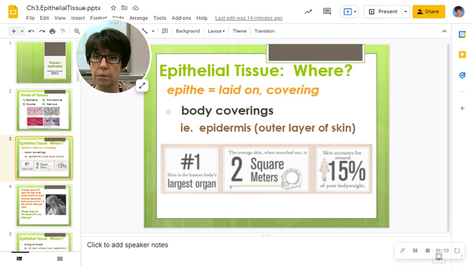If you were to take it off and spread it out flat, it would take up about 2 square meters. And it accounts for about 15% of your body weight. So for a person who weighs 100 pounds, about 15% of their body weight, or 15 pounds, comes from their skin.